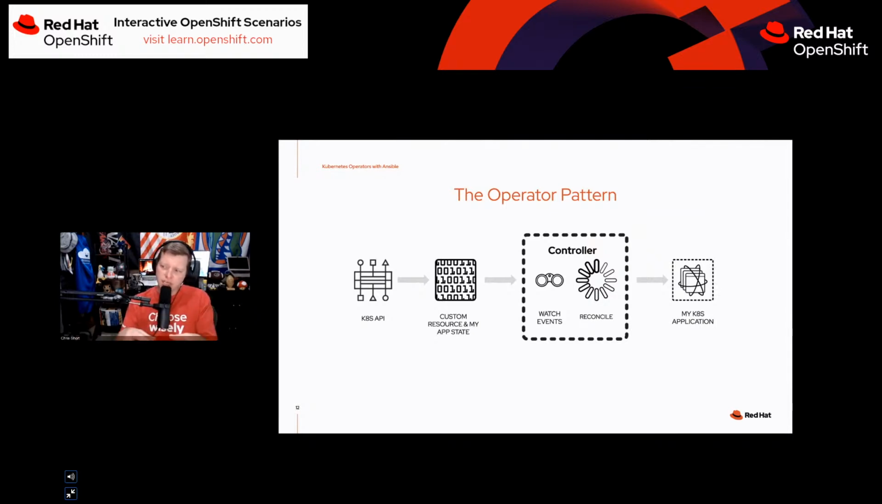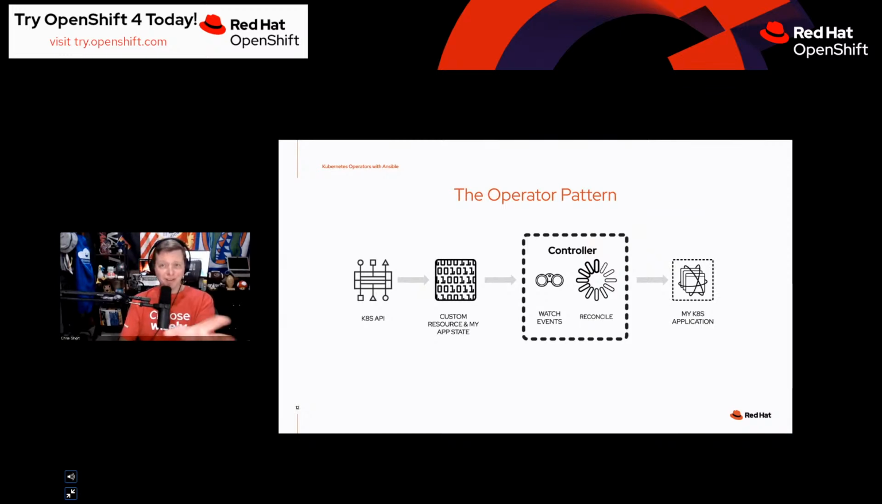So that GVK, group, version, kind, you'll see a lot in this presentation because those are things that trigger the reconcile loop. And that reconcile loop will then put your Kubernetes application into the state you want it, into the state you declare it. So that's why we say operators declare the state of your application, because if you run an operator, your application should run. If something happens to your application, it should return to that state.